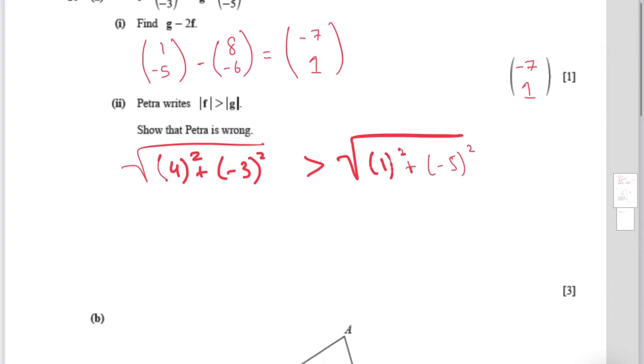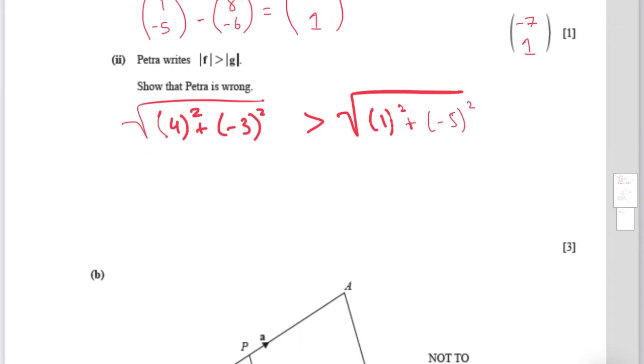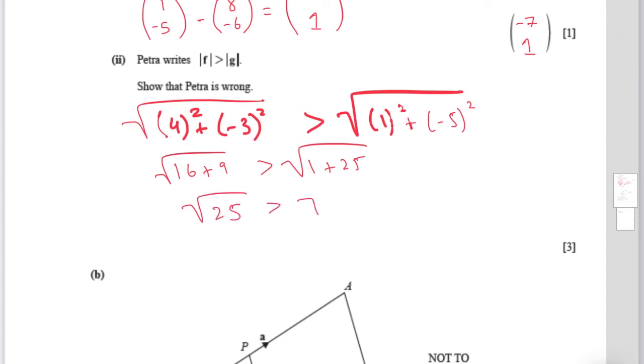Okay, when we solve this, what do we get? For the first one, we get the square root of 16 plus 9 is greater than the square root of 1 plus 25. If we do this further, eventually we get the square root of 25 for this one is greater than the square root of 26. So Petra is wrong because this is not possible. The inequality sign should be the other way around. Therefore, she is wrong. Let's move on.